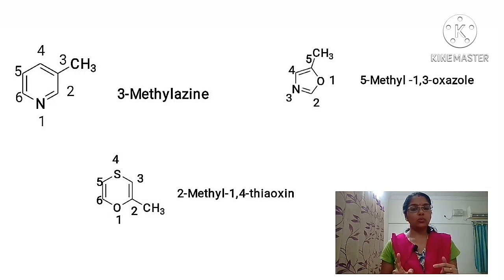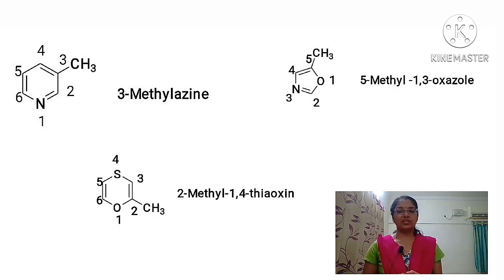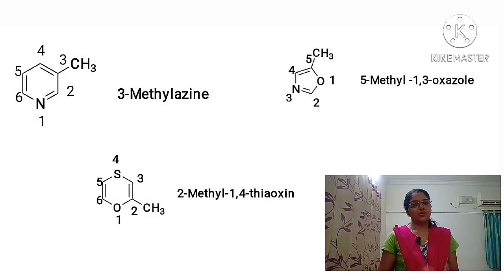Again, there is one more methyl group present, and that is at the 5th position, because when we are numbering, oxygen will get the first position and then the nitrogen. So the numbering should go in the clockwise direction, and then at the 5th position we get the methyl group. So it can be named 5-methyl-1,3-oxazole as the IUPAC name. So look at the next structure.